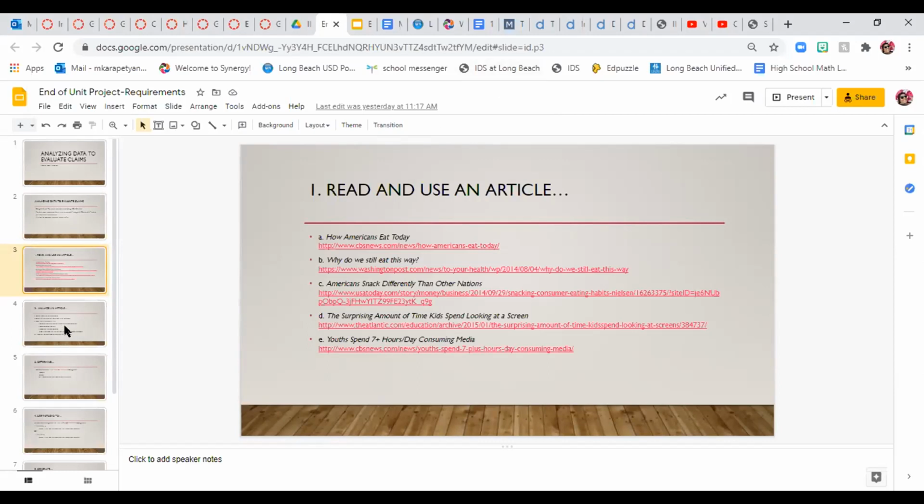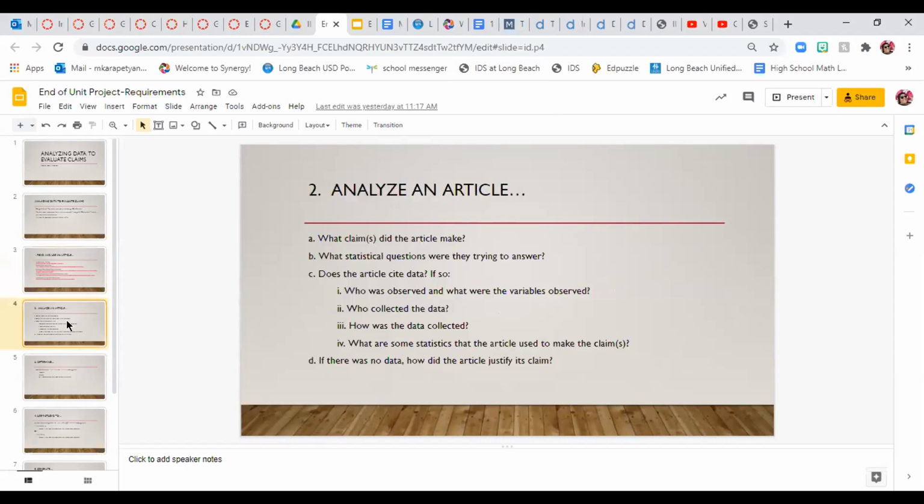As you read through it, hi Dario. As you read through it, you are going to analyze the article, okay? So what does that mean, analyzing your article? Okay, it means that we are going to answer the following questions here. What claims did the article make? What claims did the article make? What statistical questions were they trying to answer?